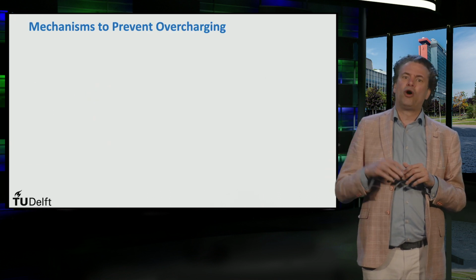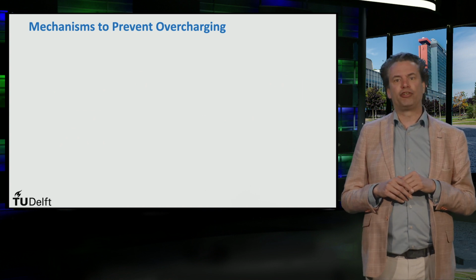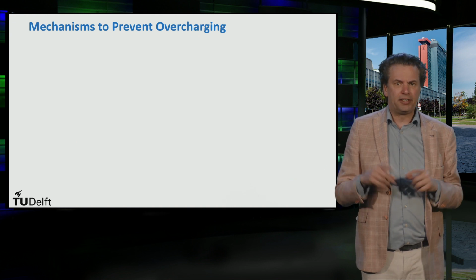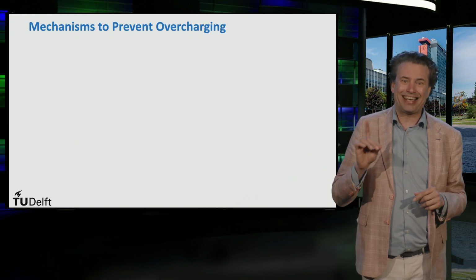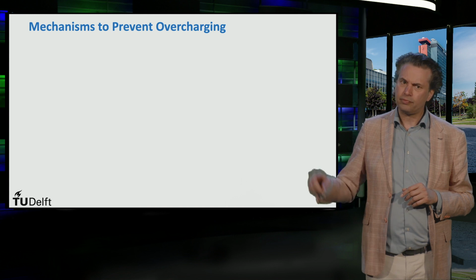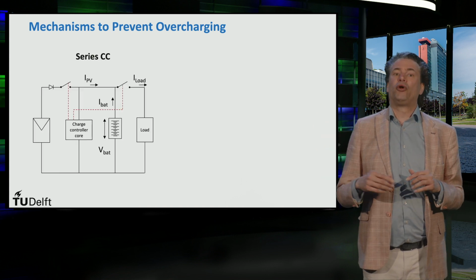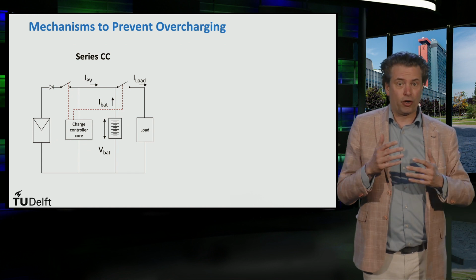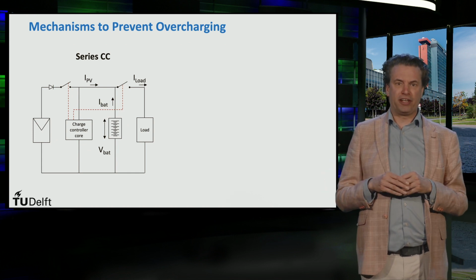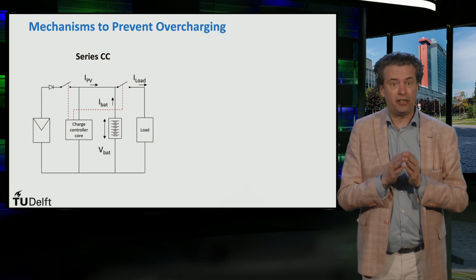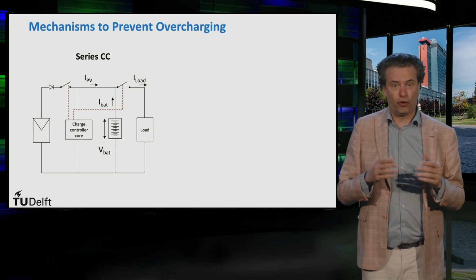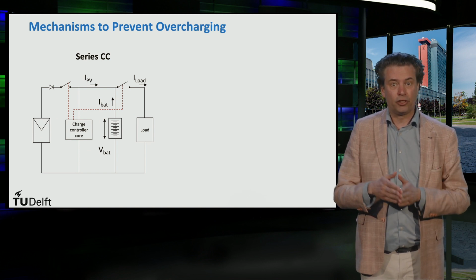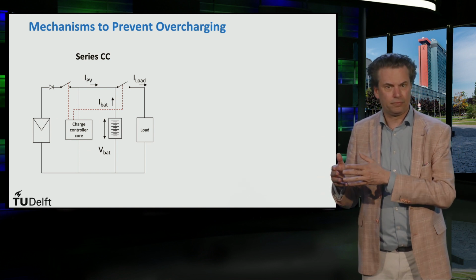You just saw that one of the main functions of the charge controller is to prevent overcharging of the batteries. There are two ways this can be achieved inside the charge controller. The first method is called the series charge controller. In a series controller, overcharging is prevented by disconnecting the PV array until a particular voltage drop is detected, at which point the array is connected to the battery again.